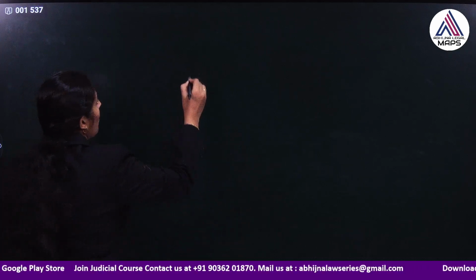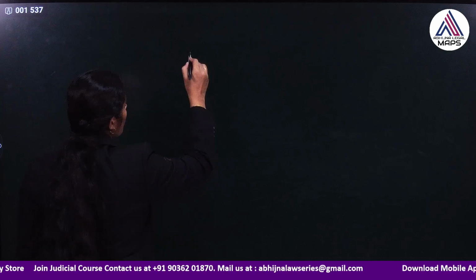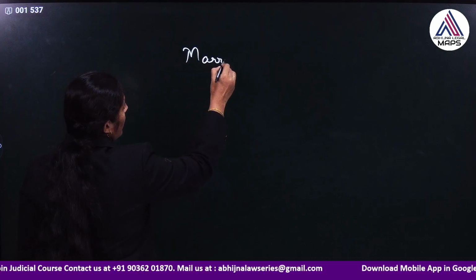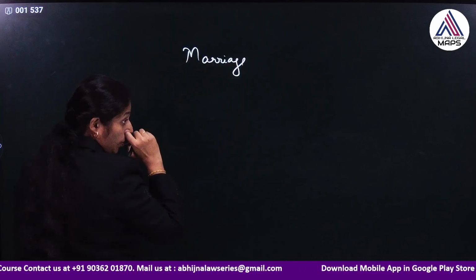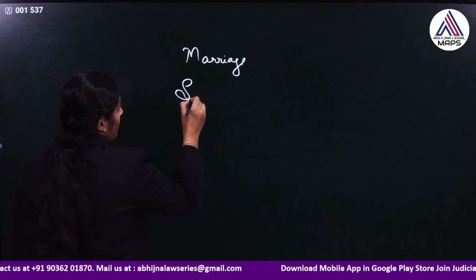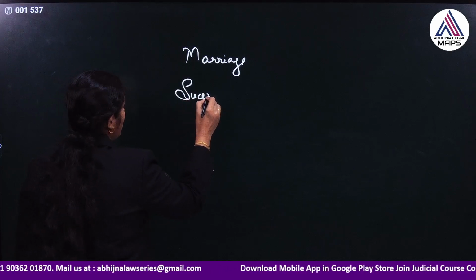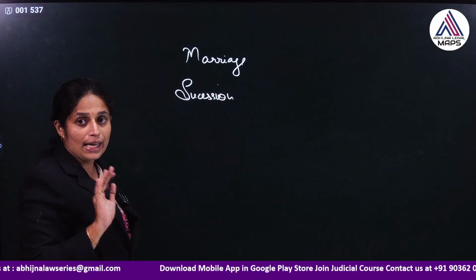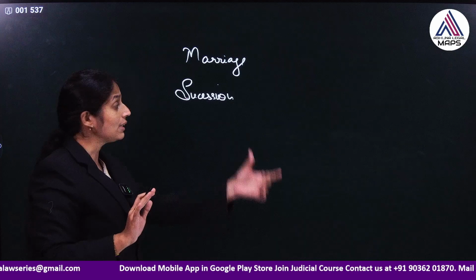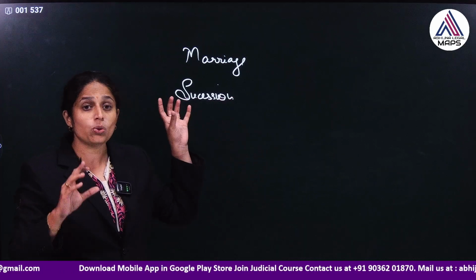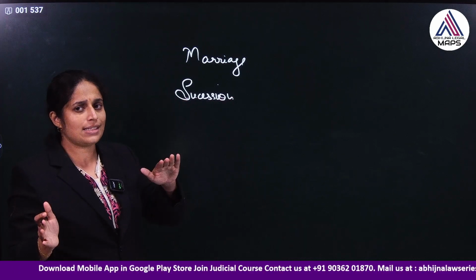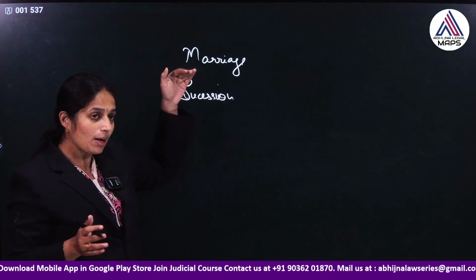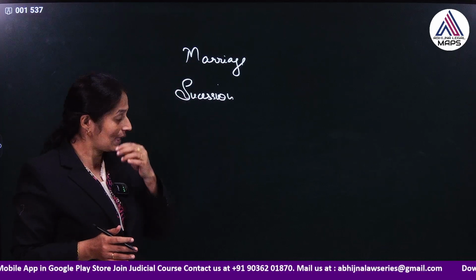But when it comes to personal matters like marriage, let me list some of the points. Marriage, or it could be with reference to succession. What do you mean by succession? When a person dies, how the property devolves upon his legal heirs, that is said to be succession. This is testamentary succession, meaning through a will. Intestate succession means without a will, how the property devolves.